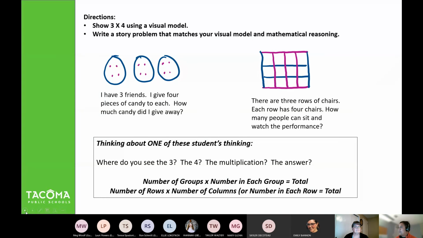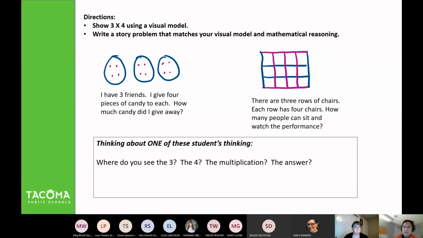So I'm going to take a minute here to have Laura share with us how, as a pretend student of mine, she might have thought about this. Laura, looking at one of these, which one did you think of first, the one on the left or the one on the right? I was looking at the one on the left with the circles and the dots in the middle.